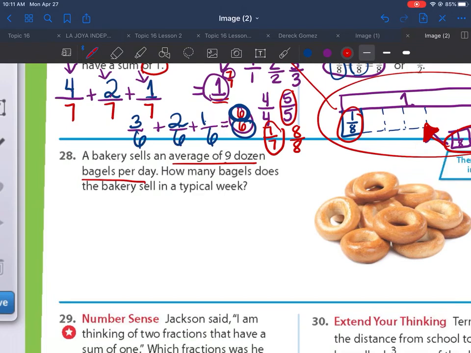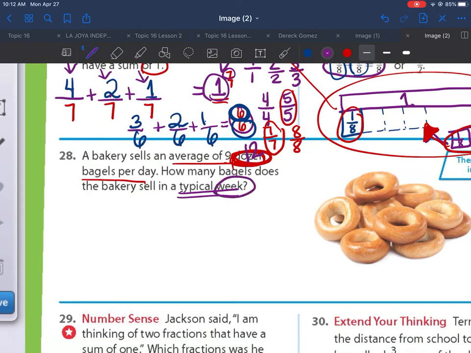Number 28, a bakery sells an average of 9 dozen bagels per day. 9 dozen. And that word I told you, they're going to trick you in the start. Dozen means 12. So they have 9 dozens, 12 each, per day.